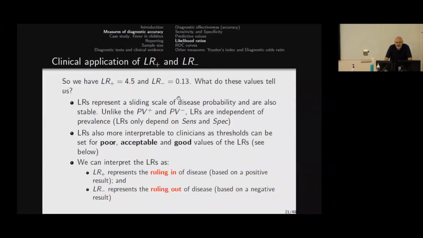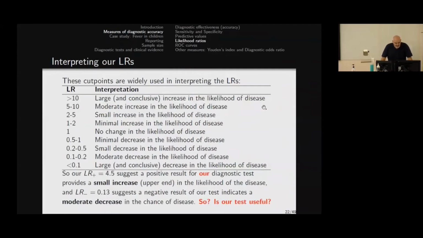Again, remember, they represent a sliding scale of disease probability. And they're also stable. They're not going to worry too much about disease prevalence, unlike the positive and negative predictive values. The way they are used, as I said, most commonly by clinicians is we have this table and we say, well, if the positive likelihood ratio is this, then it is a good test. They're cut points, in other words. And if the negative likelihood ratio is below this, it's a good test. That's fine. I don't really mind that people use it like that, but it is nice to know what they mean. So let's look at this table.